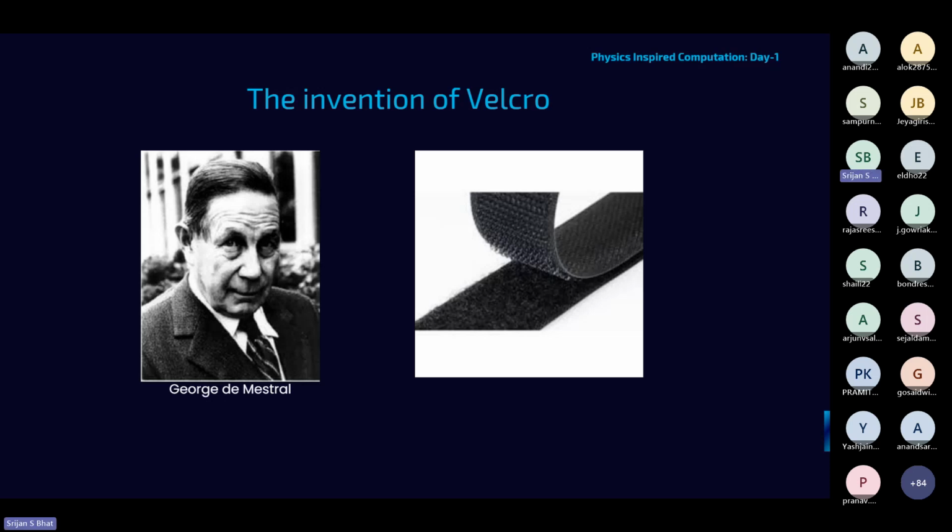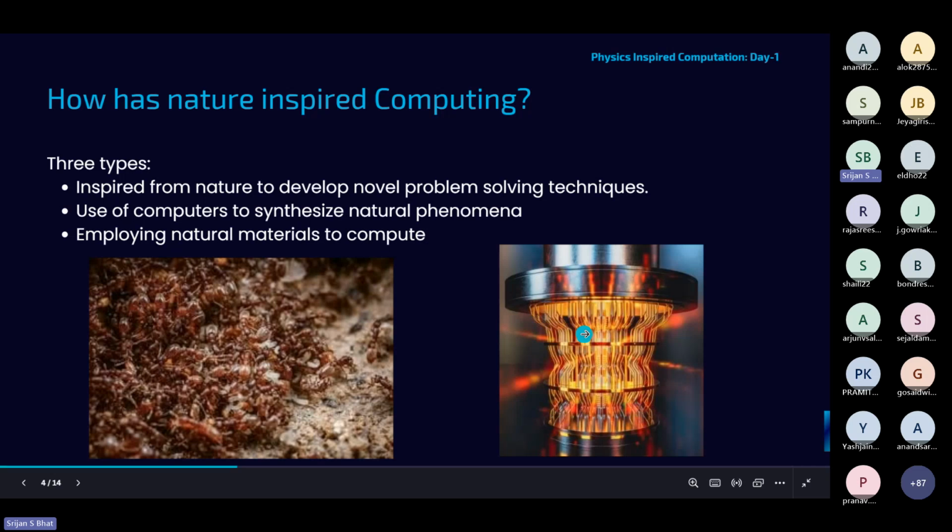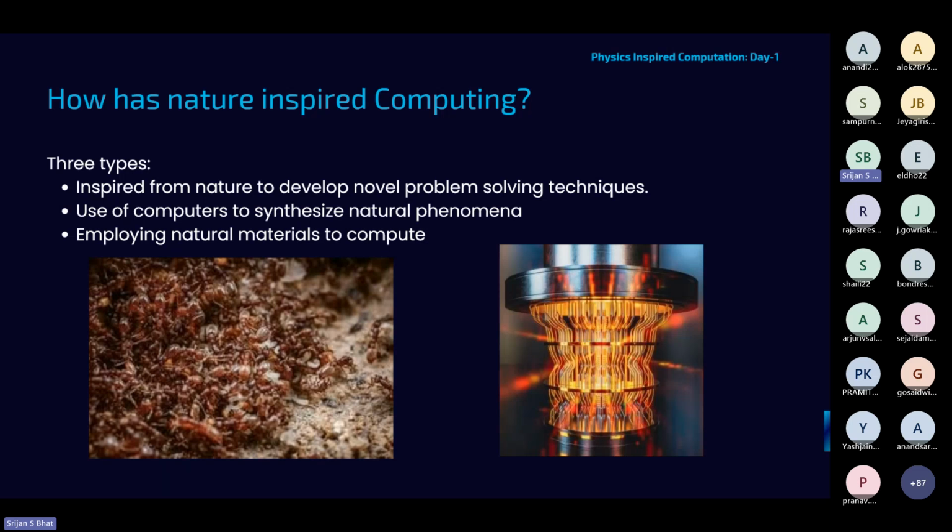So now let's go to nature-inspired computing. How has nature inspired a particular field, that is computing? There are mainly three ways nature has inspired computing. One is how nature has inspired novel problem-solving techniques, which we'll be discussing in much more detail today. Another is using computers to synthesize natural phenomena, which is basically simulations. And the third is employing natural materials to compute, like quantum computers, the one on the screen right here. Quantum computers are inspired from physics, and use qubits instead of the normal bits to compute.